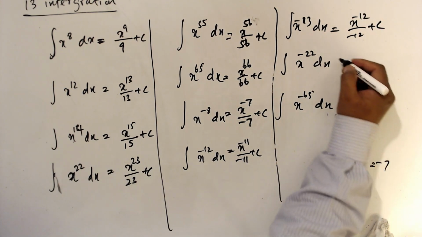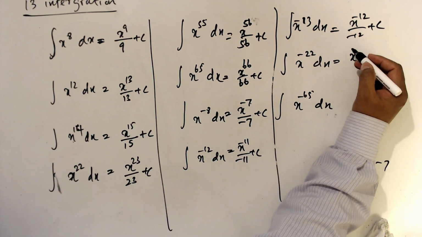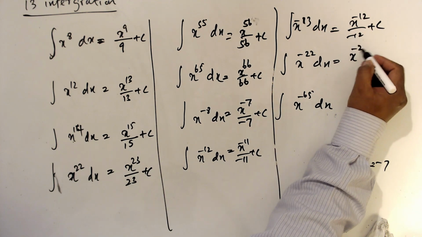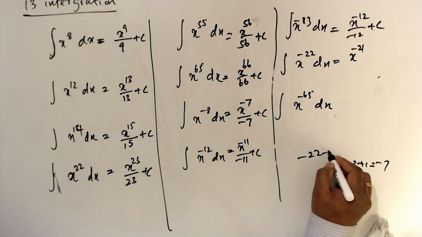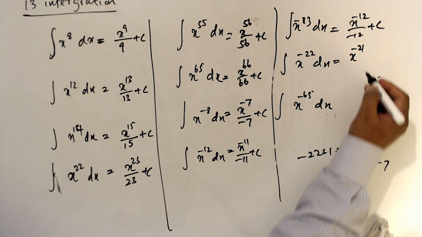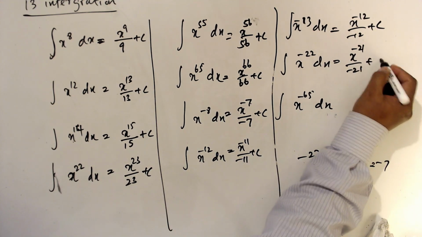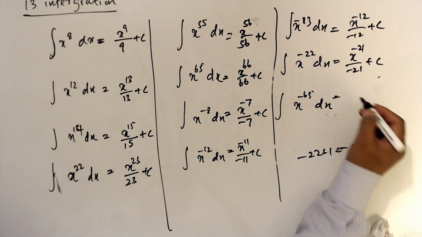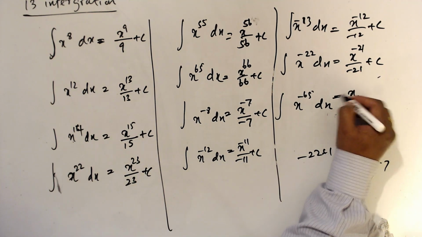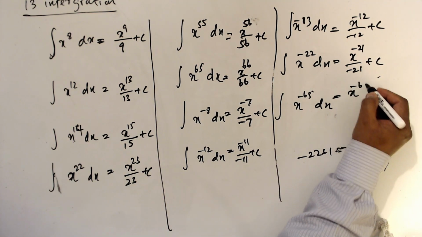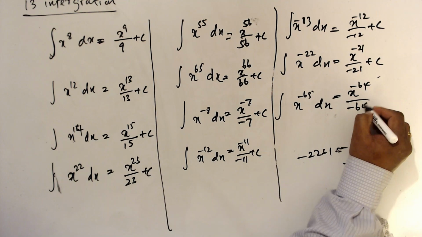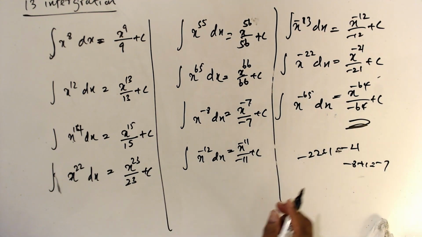And this is x^-22, add 1, minus 21, over minus 21 plus c. This is x^-65, x^-64 divided by minus 64 plus c.